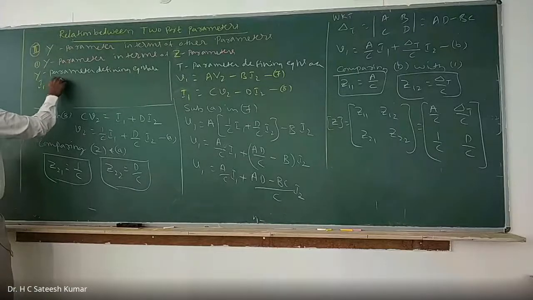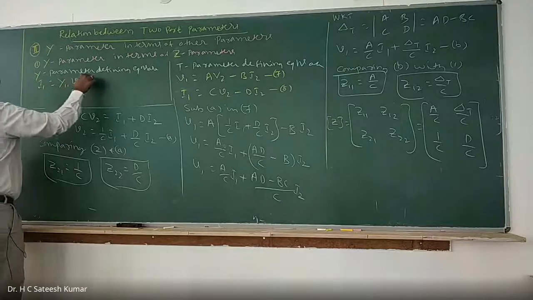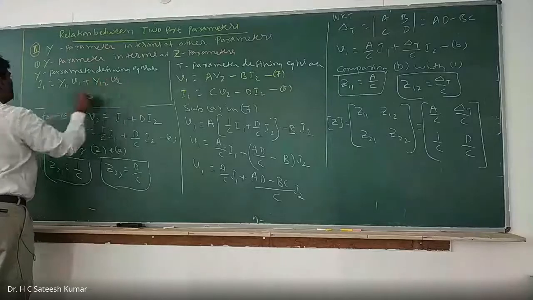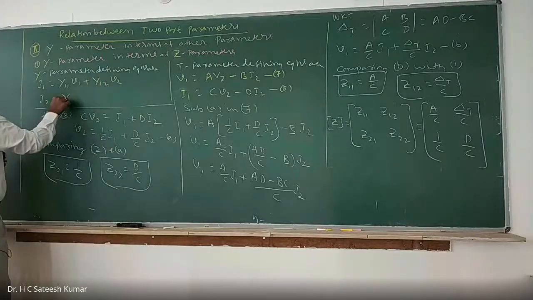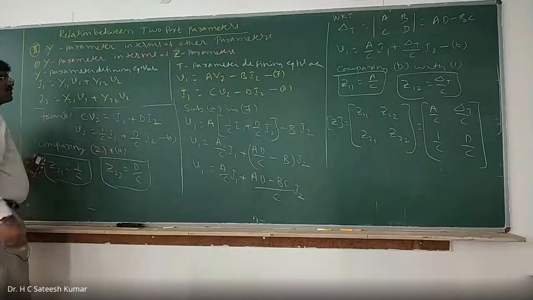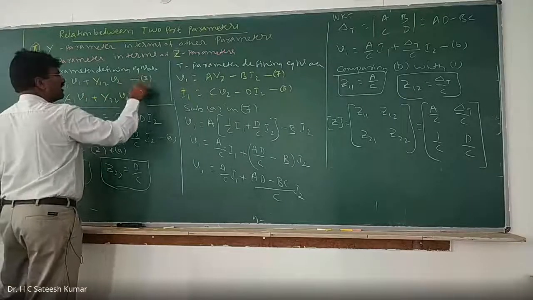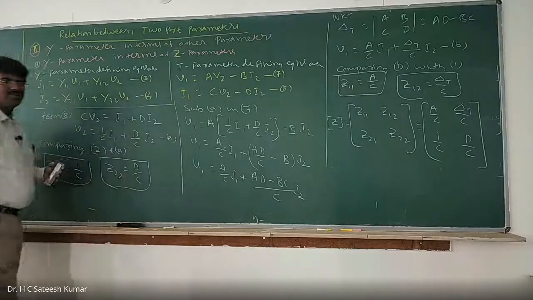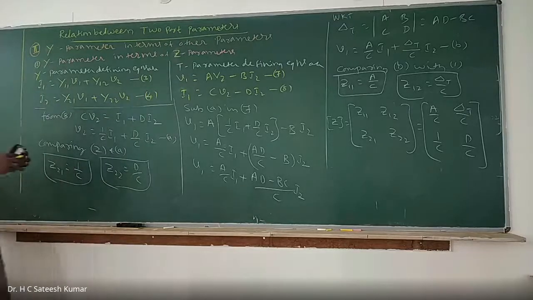I1 is equal to what? Y11 into V1 plus Y12 into V2. And I2 is equal to what? Y21 into V1 plus Y22 into V2. These equation numbers are 3 and 4. Equation number 3 and 4. Numbers will not change.